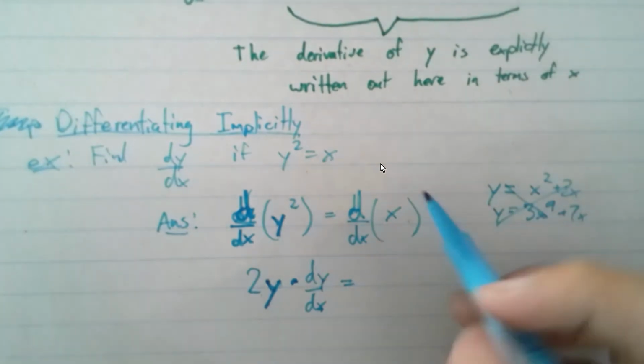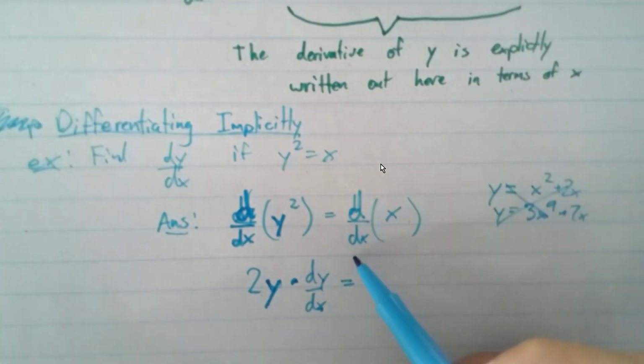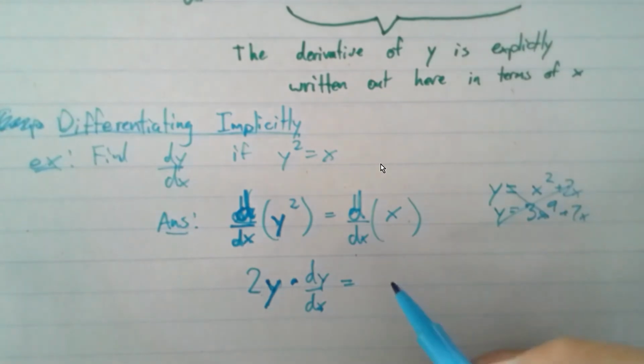Okay, if you're taking the derivative of x with respect to x, what's the derivative of x going to be? Yeah, just 1. That's all.